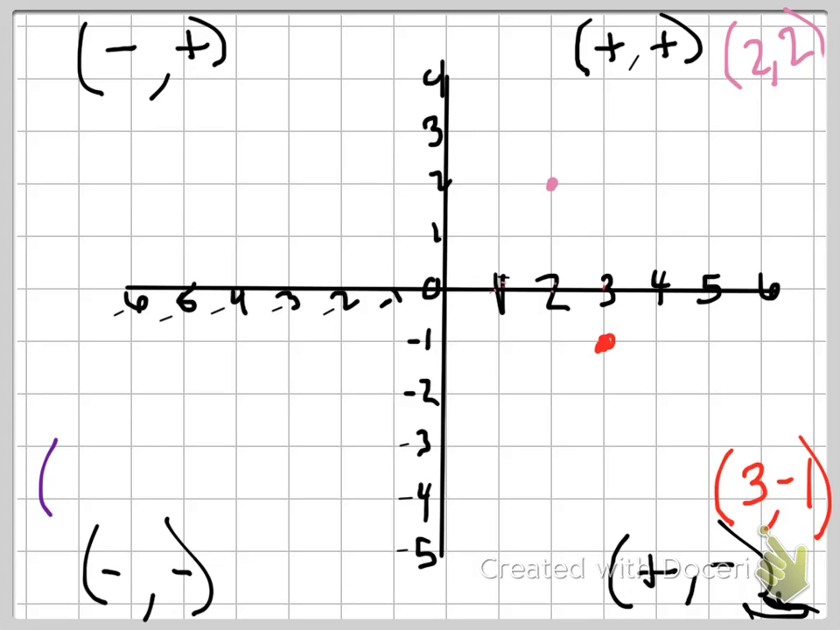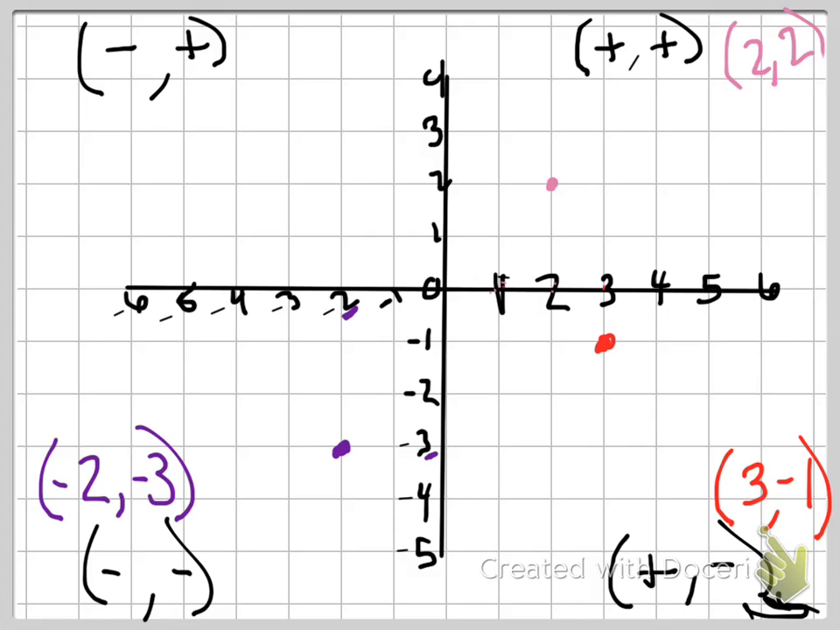Let's go to our negative coordinates. If we have negative 2, negative 3, I would have to find the x-axis and go to negative 2, which is right here, and then find the y-axis and go to negative 3, which is right here, and they meet at this point.